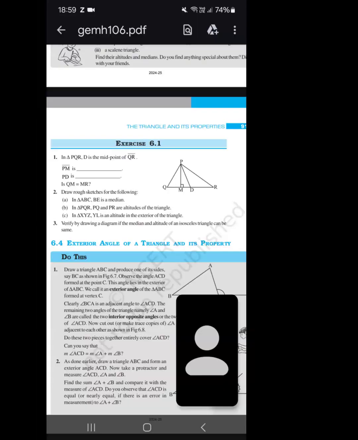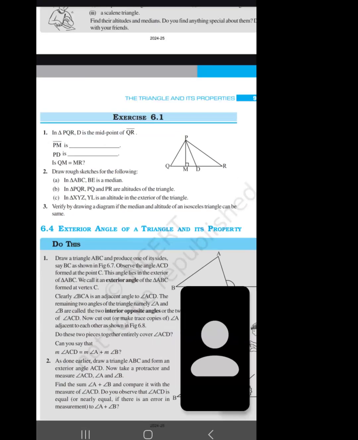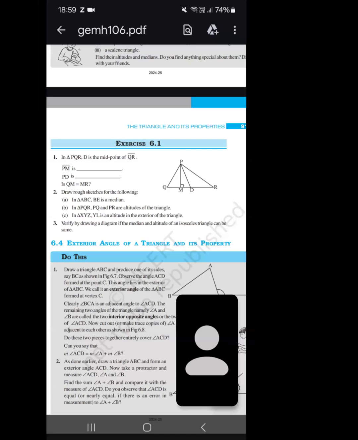Are you able to see my screen? Can you all see my screen? Is my screen not visible? No, ma'am. Can you see my screen now? No, ma'am. Okay, wait. I'll just dictate the question.